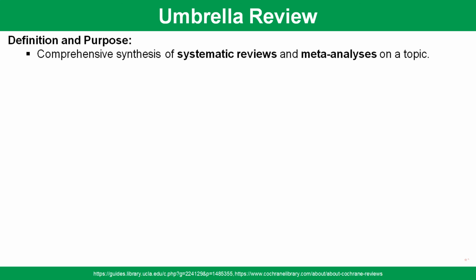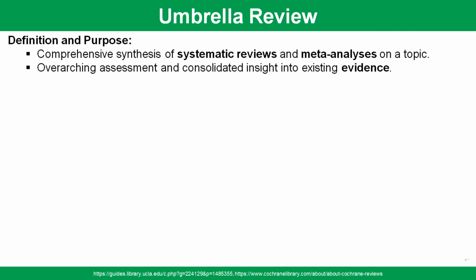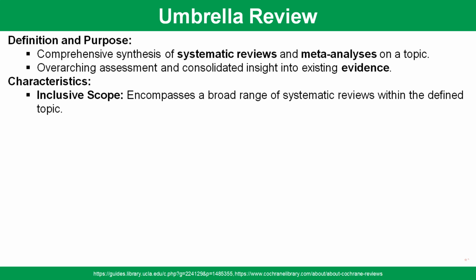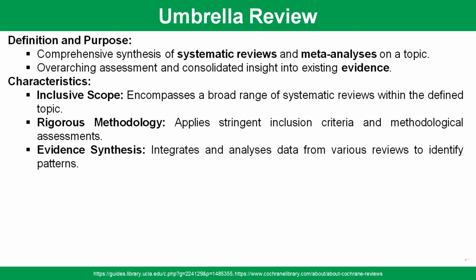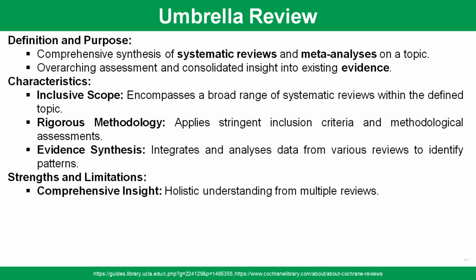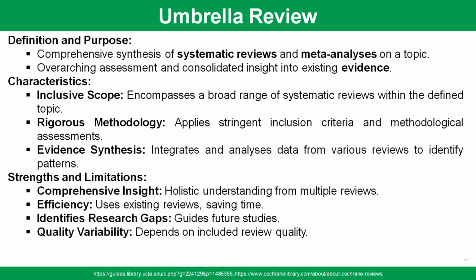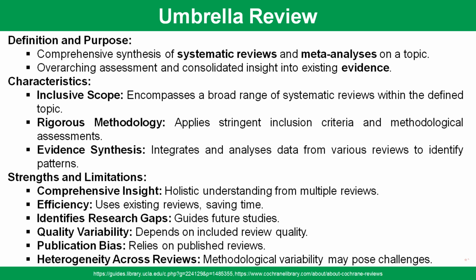The umbrella review is a comprehensive synthesis of systematic reviews and meta-analyses on a topic, providing an overarching assessment and consolidated insight into existing evidence. The umbrella review encompasses a broad range of systematic reviews within the defined topic, applying stringent inclusion criteria and methodological assessments and integrating and analyzing data from various reviews to identify patterns. Strengths include comprehensive insight from multiple reviews, efficiency in using existing reviews, and identifying research gaps. Limitations may involve variability in review quality, publication bias, and methodological variability.